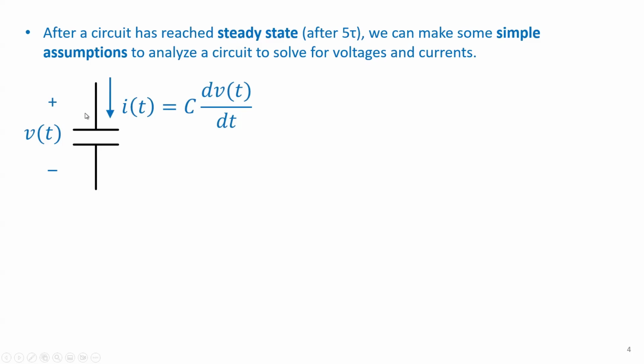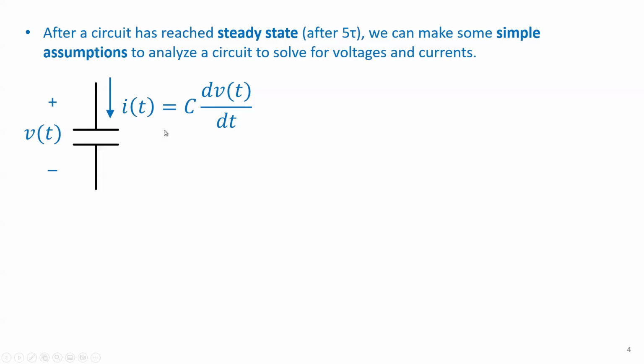Well, there's a pretty straightforward, simple way to do this. What we can do is replace a capacitor with something and an inductor with something in steady state to make the analysis fairly easy. So this is just the schematic symbol of a capacitor with voltage and current indicated. And you know that I is equal to C dV/dt. That's just how a capacitor works. That's the current and voltage relationship.